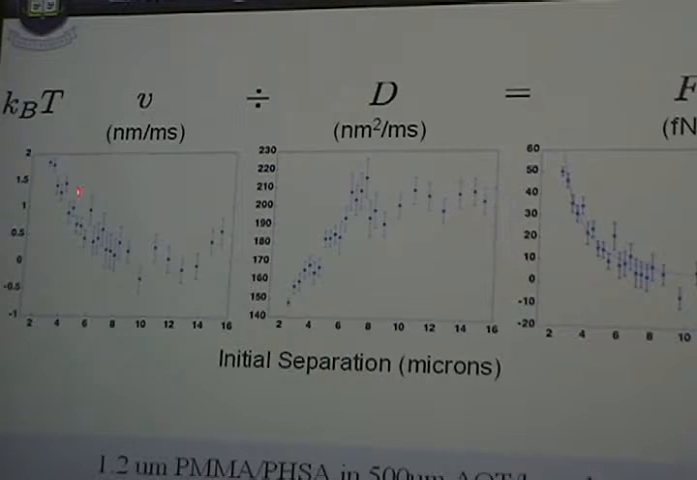So here is, for two spheres that are interacting with each other, the drift velocity in nanometers per millisecond as a function of their separation in microns. You can see as they get close to each other, they drift apart more. Here's the diffusion coefficient as a function of separation. As they get closer, they don't fluctuate as much. And when you take the ratio of these two, you get the force between the particles as a function of their separation.